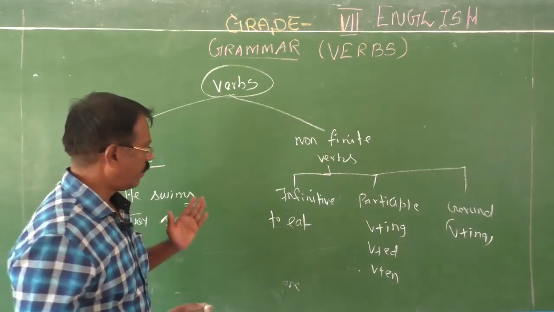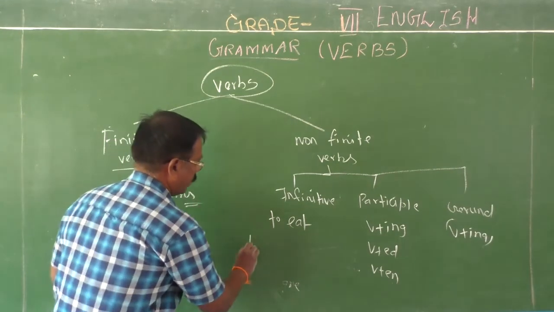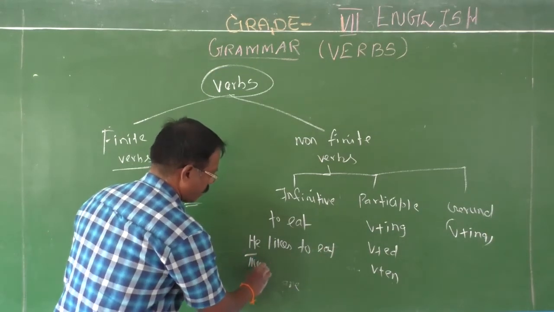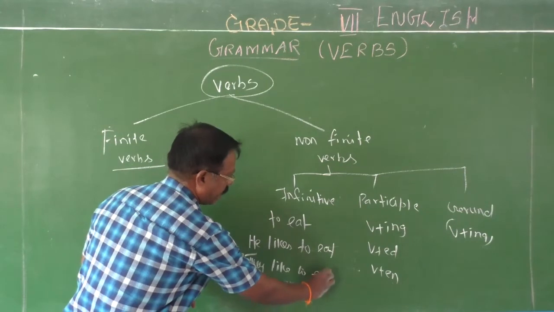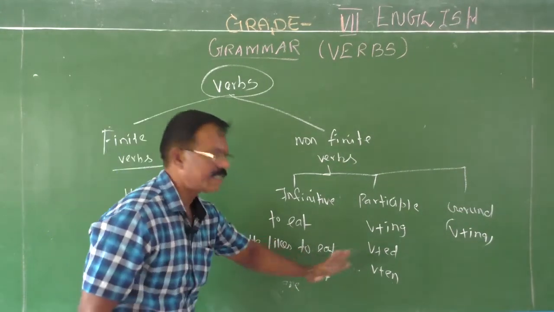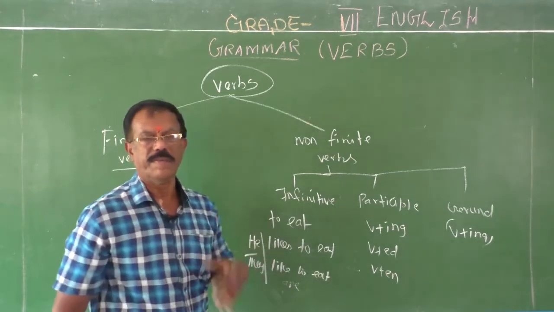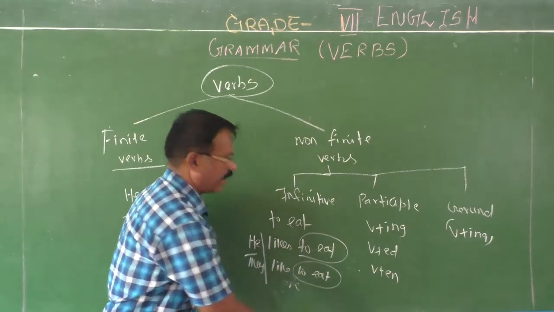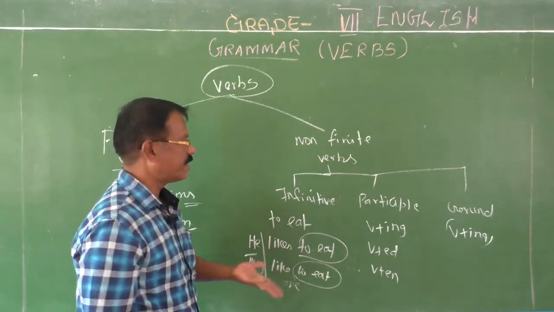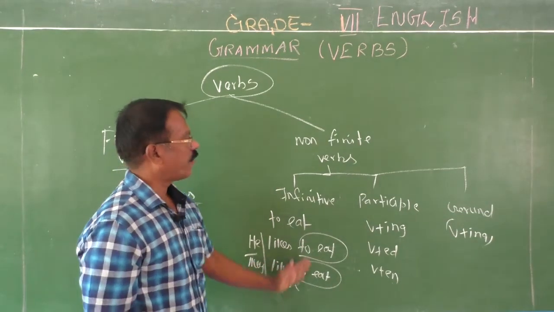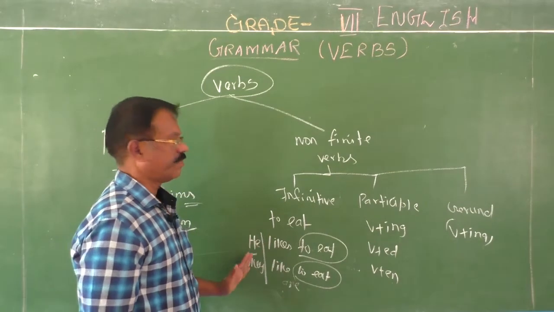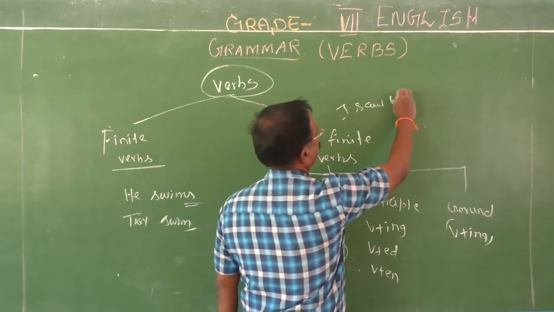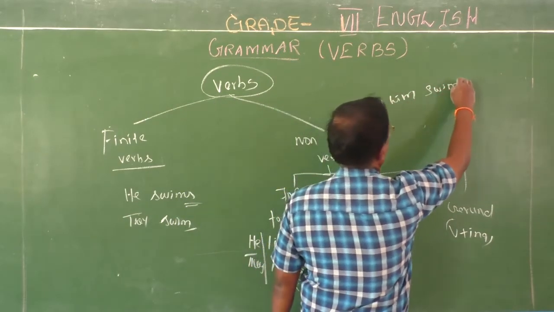Okay, children. I would like to give you an example. He likes to eat. They like to eat bananas. They like to eat ice creams. He likes to eat ice cream. Whatever the subject may be, singular or plural, first person or second person, this to eat will remain constant. It never changes in its form. So non-finite verbs are not restricted by the subject. See participle: I saw him swimming in the river.